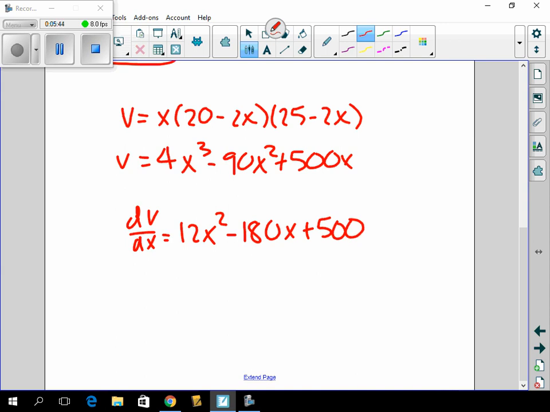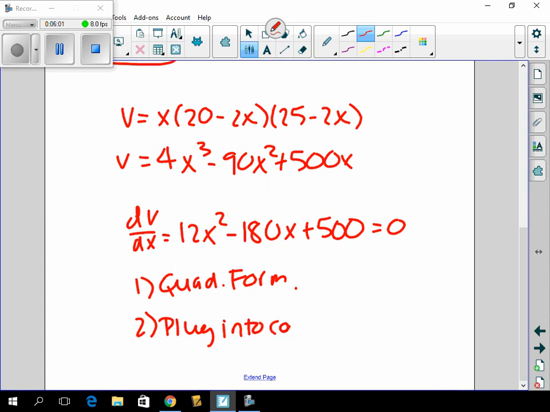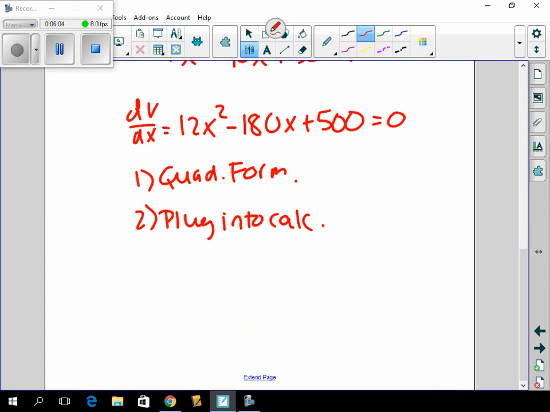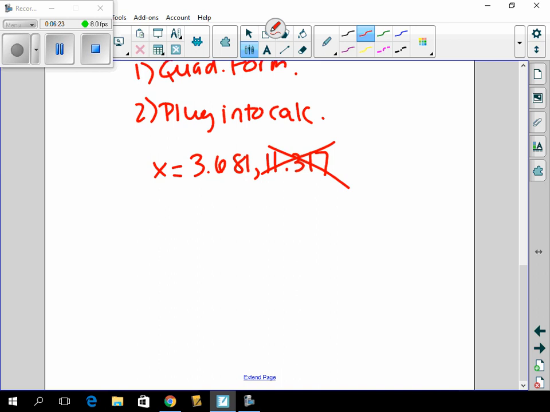Now I'm looking for those critical points, and so I'm looking for where this is equal to 0. And we can either use the quadratic formula or plug into Calc. Either of those options will work, but the two critical points that we get, the solutions to this equation, are about 3.681 and 11.317. Those are critical points. But again, can't have anything over 10, so 11 doesn't count.